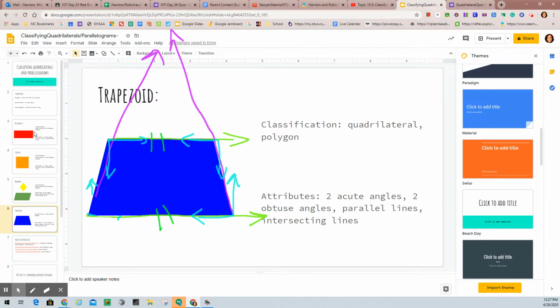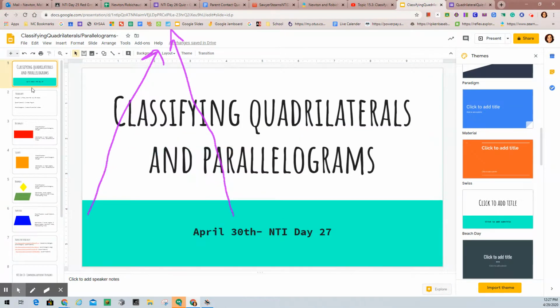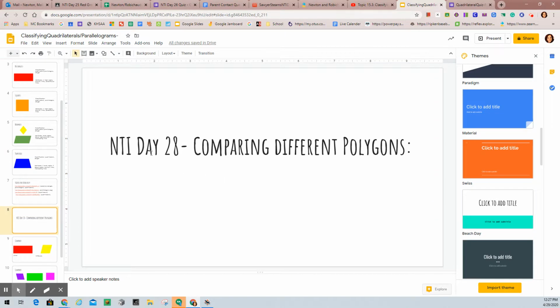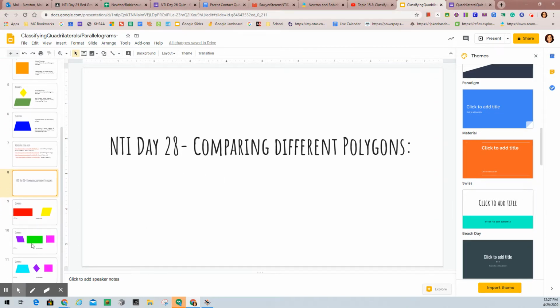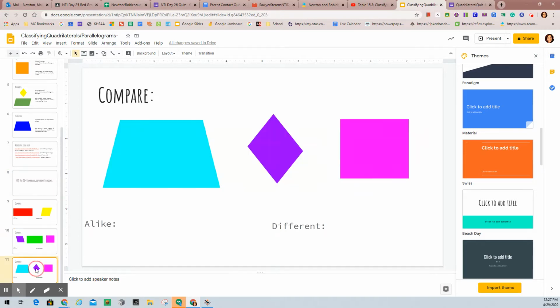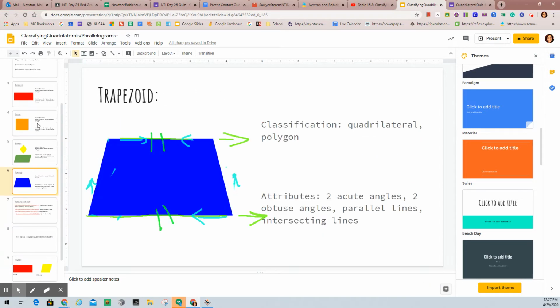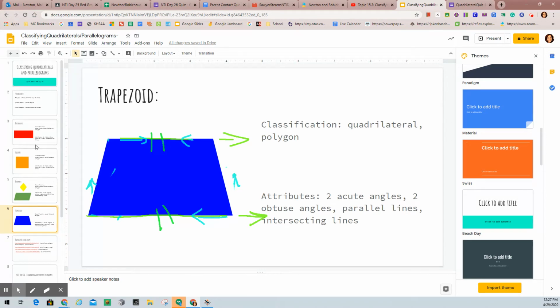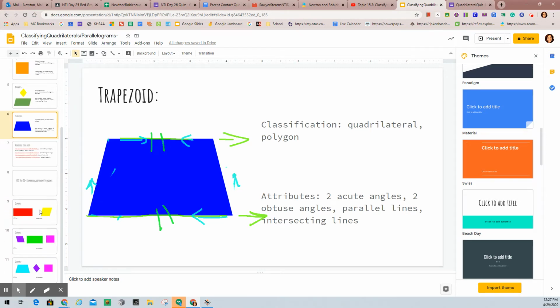Okay, so those are our 4 main shapes that we're going to look at. We looked at classifying quadrilaterals and classifying parallelograms. And we also looked at attributes of these shapes. So we got a little extra practice when it comes to looking at the different attributes. So tomorrow we're going to actually compare different polygons. I have all these different shapes in here that we're going to look at, and we're going to say they're alike in this way, they're different in this way. So it's important that you know the attributes and the classifications so that you can use those whenever you're comparing them.